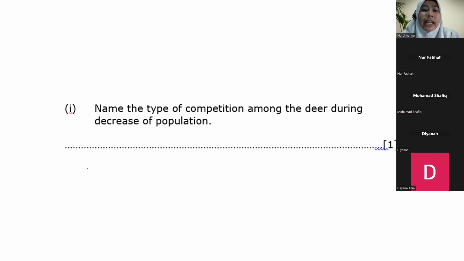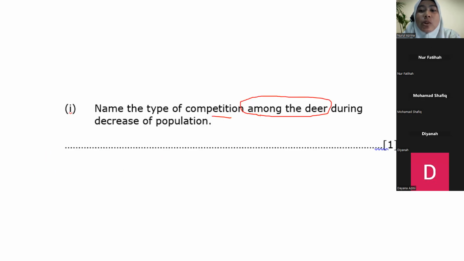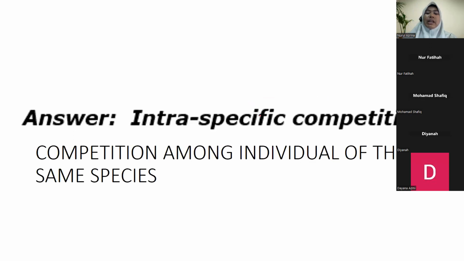Okay, next. Name the type of competition among the deer during the decrease of population. Type of competition among the deer. Intraspecific. Intraspecific competition, because intraspecific competition is competition among individuals of the same species. The question also asks about among the deer. Okay, intraspecific competition.